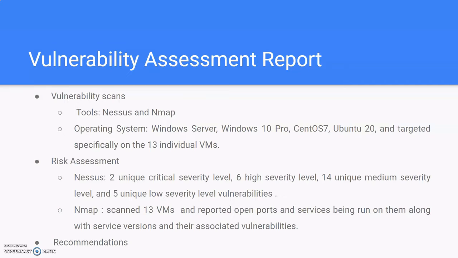The Nessus section identified and described the critical and high-level vulnerabilities. Severity score levels ranged from 0.1 to 10. There were 2 critical, 6 high, 14 medium, and 5 low severity level vulnerabilities identified. In the Nmap section, we scanned 13 VMs and reported open ports and the services running on them, along with service versions and their associated vulnerabilities.